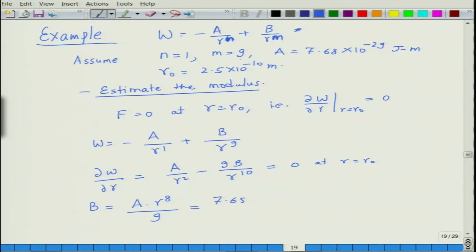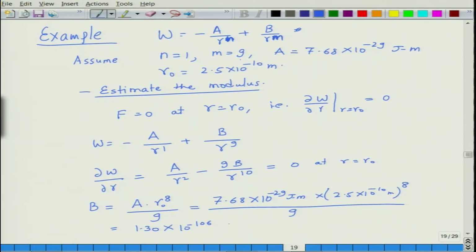So we put in the value of A, that is 7.68 into 10 to the power minus 29 joule meter, into R to the power 8, and this is R naught essentially. So we can say it is 2.5 into 10 to the power minus 10 meter to the power 8 divided by 9. So this will turn out to be 1.30 into 10 to the power minus 106 joule meter to the power 9. You can see that this is 1 meter, this is meter to the power 8, this will become meter to the power 9. This is the value of B.